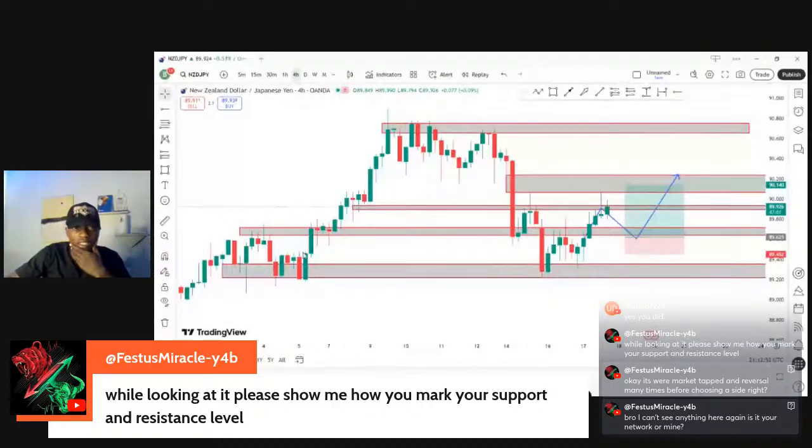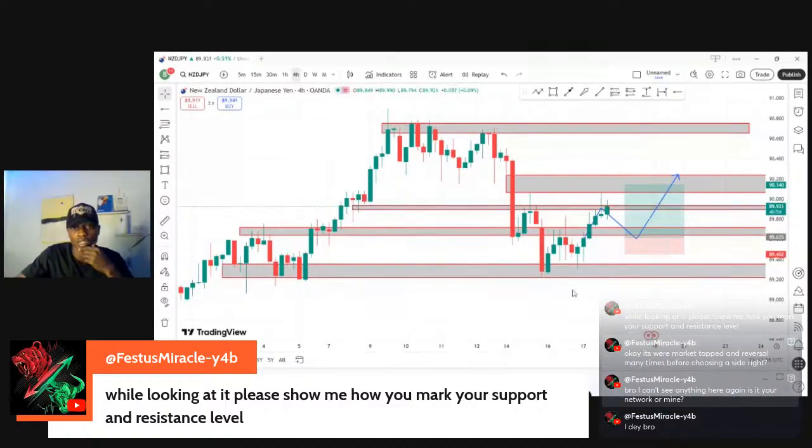And first tools, I don't know if you understand how I mark that particular support and resistance level. If you are active, just let me know. Okay, Ade bro, that's very great. Thank you. Do you understand how I mark that particular support and resistance level? If you understand, just let me know that you understand.